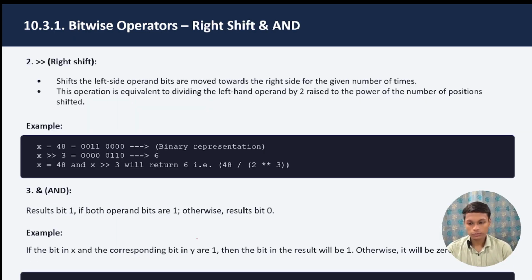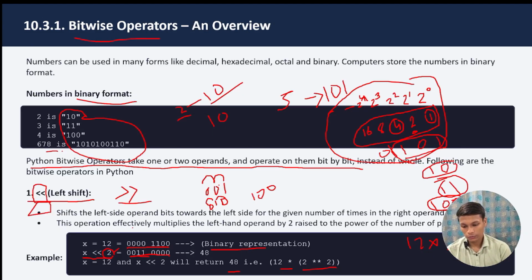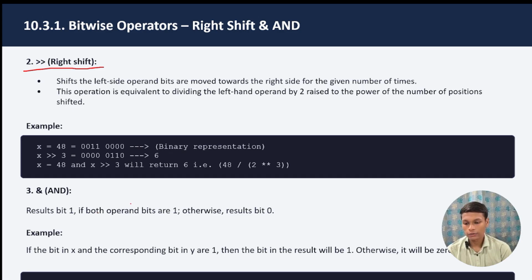The other one is right shift. The same thing is here also: in left shift we are moving in one direction, and in right shift we are moving in the opposite direction. So the same thing is performed here to solve right shift and left shift. Next, let's talk about the AND operator.